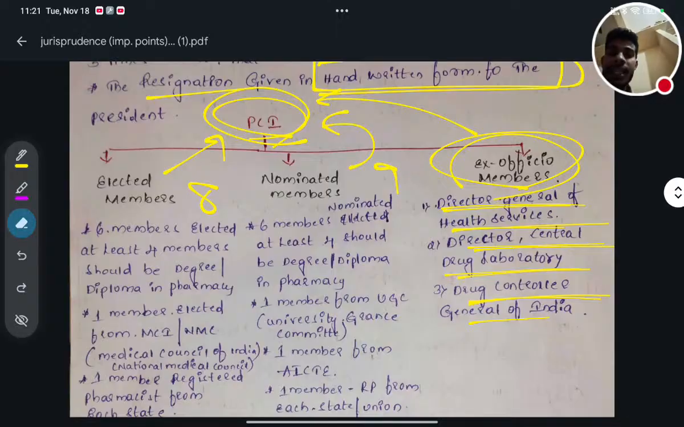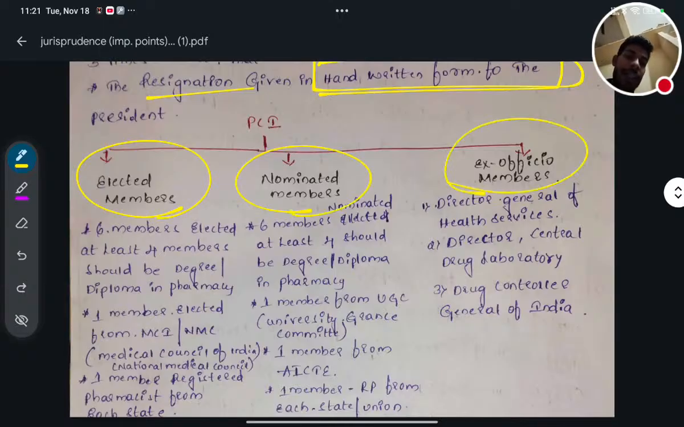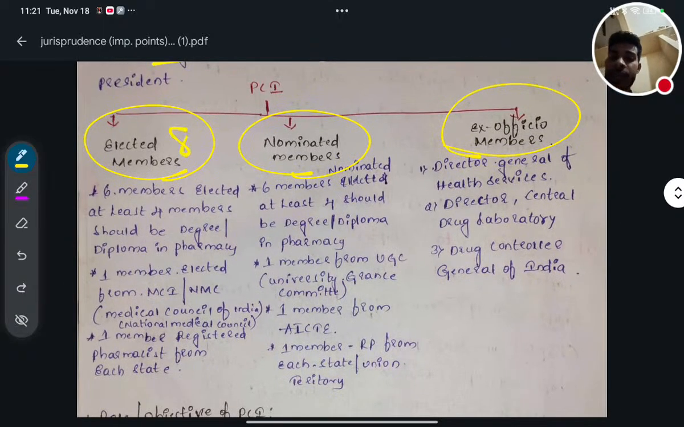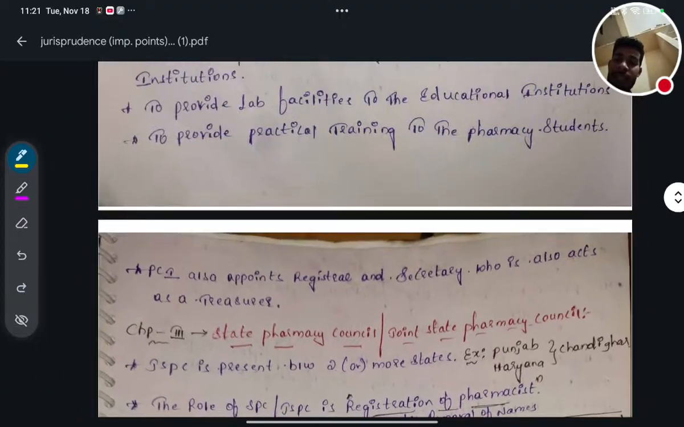So PCI is all about these 3 types of members: elected members, nominated members, and ex officio members. How many elected? 8 members. How many nominated? 9 members. And how many ex officio members? So you have to remember that.